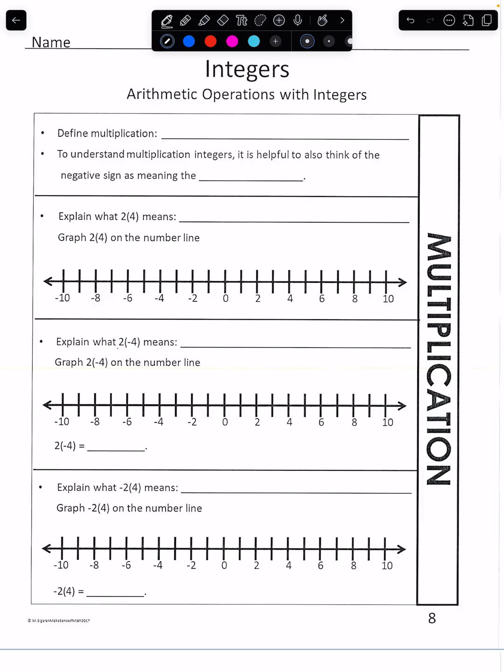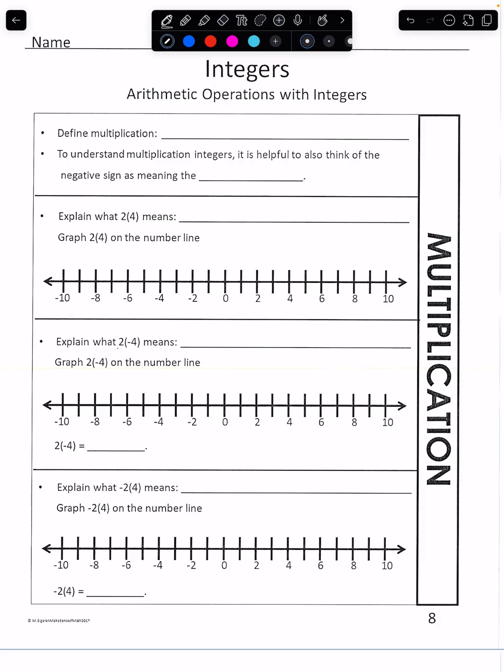Everyone. Today we will be starting out on page 8 with multiplication. So if you have not already done so, please pause the video, grab your binder, and open up to page 8. And once you have done that, we can get started on our notes for today.